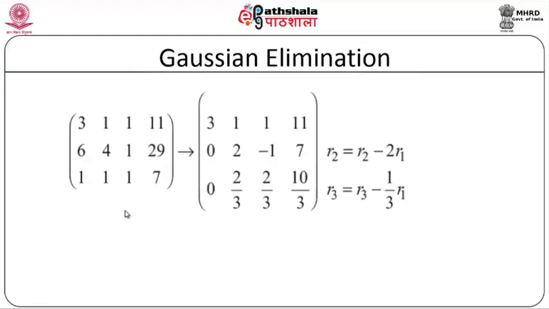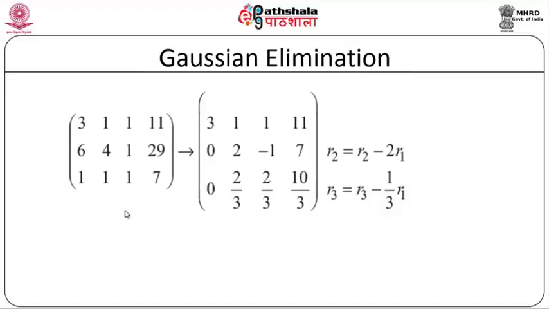So, that means we can use transformations like this. The new row 2 is going to be R2 minus 2 into R1. So, you can see that 6 minus 2 into 3 becomes 0. Similarly, the transformation R3 equals R3 minus 1 by 3 R1 is going to eliminate the value, making it 0. So, now you can observe that the coefficients in the last 2 equations are getting eliminated.